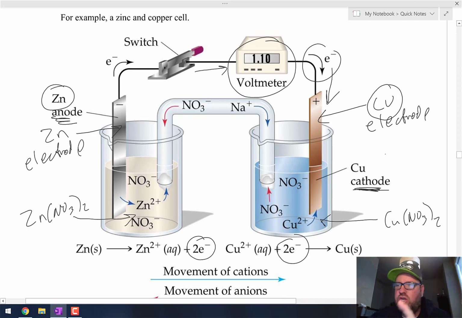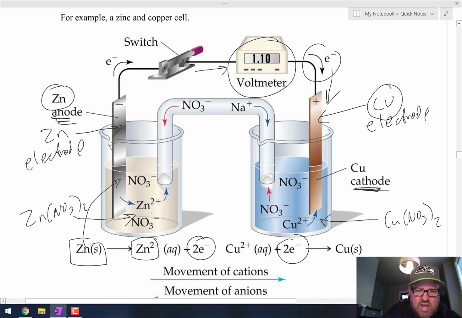Okay, so reduction, a consonant, cathode, a consonant. So anode oxidation, cathode reduction. Both start with vowels, both start with consonants. So as those electrons flow, what's happening here? This piece of zinc metal, this zinc electrode, the zinc anode, is going from solid zinc turning into zinc ions. So you'll see that right here is those zinc ions.